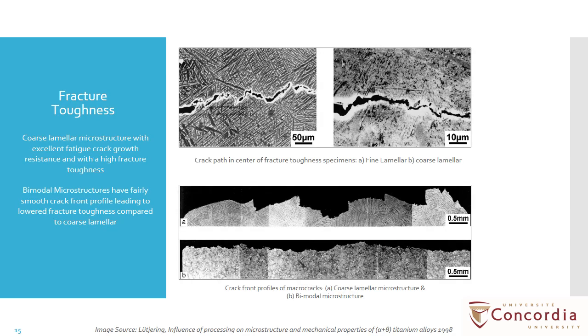In lamellar microstructures, evidently, coarse microstructures exhibit higher fracture toughness compared to bimodal ones. Fracture properties are ascertained by alpha colony size rather than differences in yielding behavior. The bimodal microstructure of Ti6Al4V alloy demonstrates a fracture toughness of approximately 55 MPa√m, which is significantly lower than the toughness of the coarse lamellar structure. This observation aligns with the relatively smooth crack front profile of the bimodal microstructure.